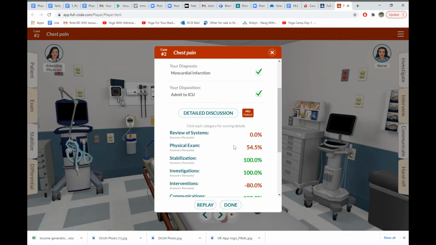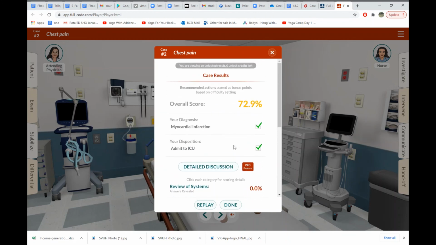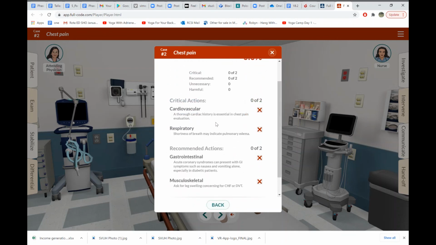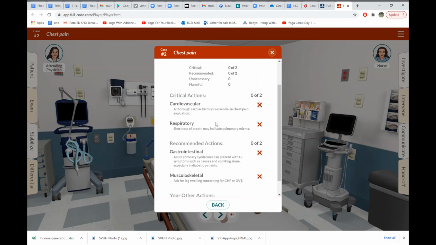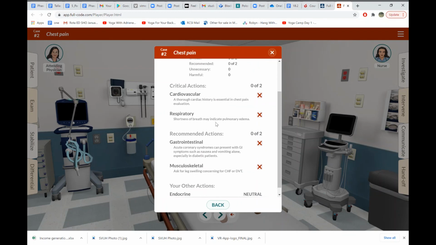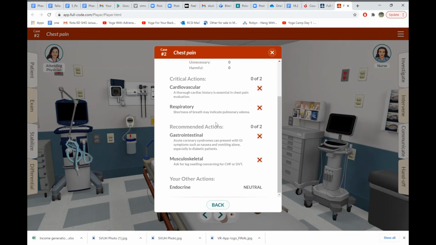Maybe that was the problem. I'm not sure. Anyway, we didn't get credit for the things that we did. So we can click on the different things. We didn't do a cardiovascular exam, or cardiovascular history, and we didn't do a respiratory history, even though we were told in the history that we were given all about the chest pain, and we were told that they have shortness of breath in the little bit of history. So this is not helpful. We didn't really do a gastro history.